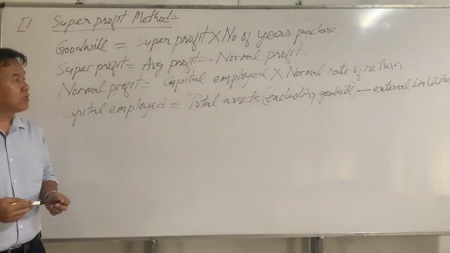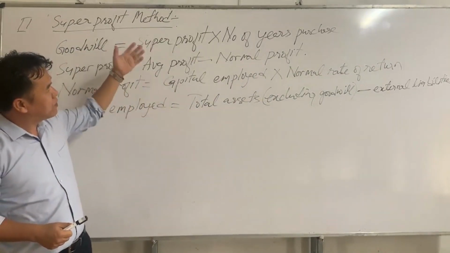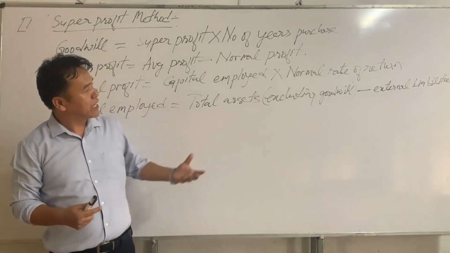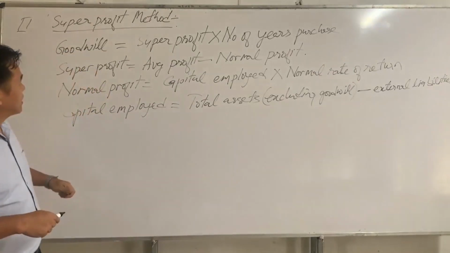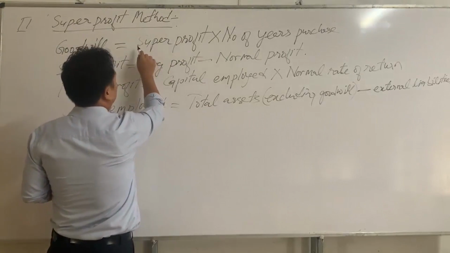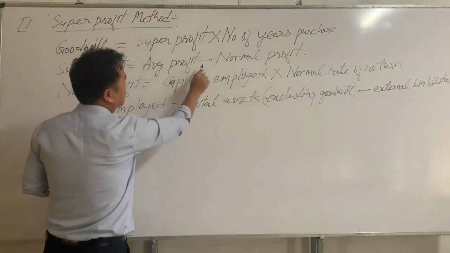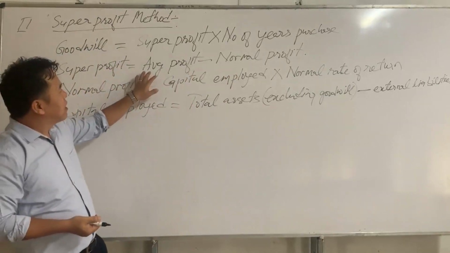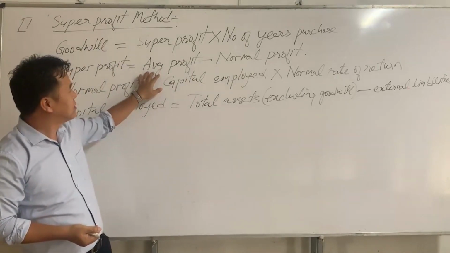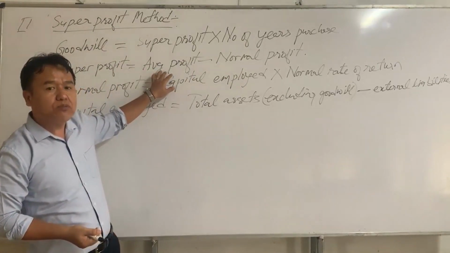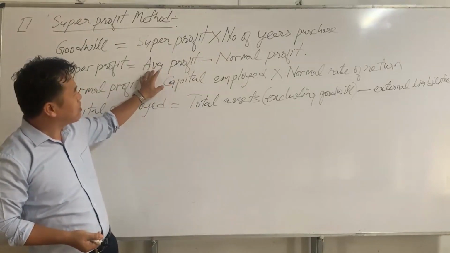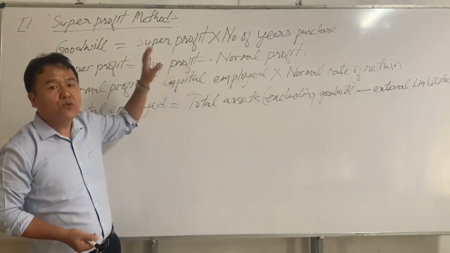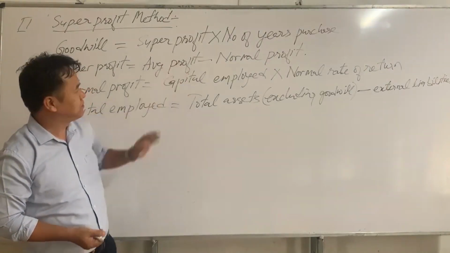Students, we need to write down all the possible formulas. If we do so, it becomes easy for us to calculate goodwill of the firm. So, what is super profit? Super profit is equal to average profit minus normal profit. Here, average profit means average profit of past few years. It is also called actual profit, so average profit and actual profit are one and the same. Actual profit means the profit which is actually earned by the firm.